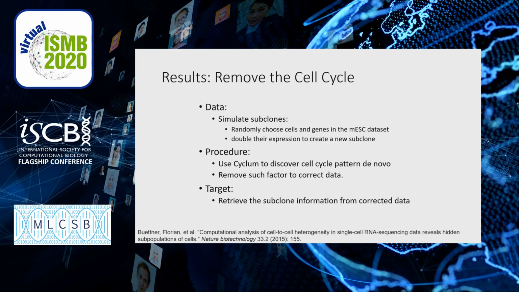To test that, we used the MESC dataset to simulate virtual subclones. We randomly chose cells and genes in the dataset and doubled their expression to create the new subclone. We used cyclone to discover the cell cycle pattern and remove it from the profile. We tested how separated the subclones are after the cell cycle is removed.